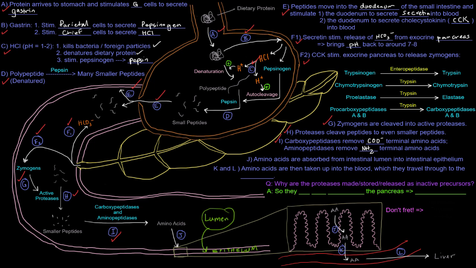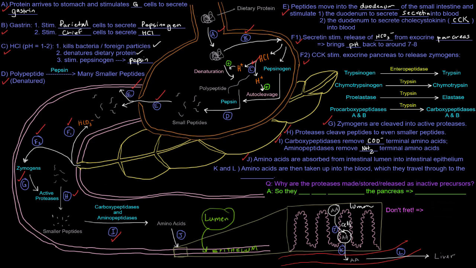And so we get these amino acids. So if we kind of zoom in on that portion there, we've got the amino acids in the lumen. Right out here is the lumen. And they're going to come into the epithelium, right? The cells in here. This is the actual cells of the small intestine. So now we've got the amino acids right in there. That's part J.